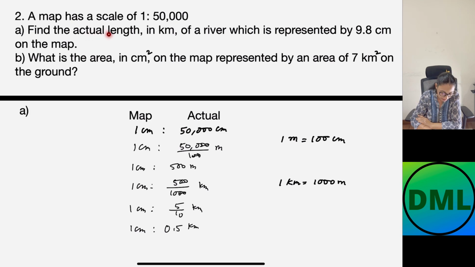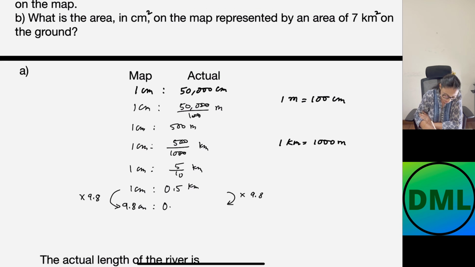I have to calculate the actual length in kilometers when it is represented by 9.8 centimeters on the map. Let's do it for 9.8 centimeters here. How do you reach from 1 to 9.8? Which operation are you going to do? Multiplied by 9.8. So the same operation I have to do here also, multiplied by 9.8. Let's do it here. 0.5 multiplied by 9.8. I have to multiply that. If you are moving this decimal to the right, that means you are writing 10 in the denominator.